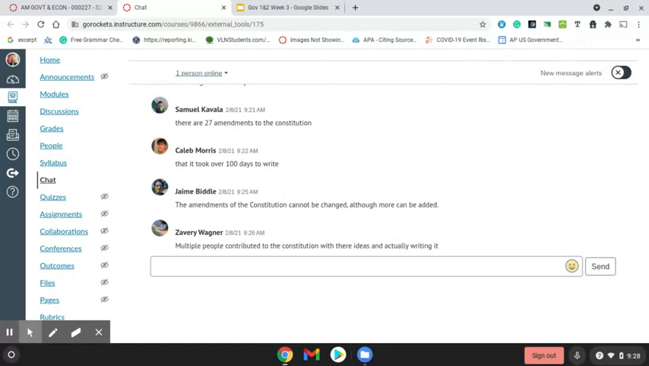And then multiple people contributed to the Constitution. Yes, that's true. Over 50. And of course, the main person would be James Madison.